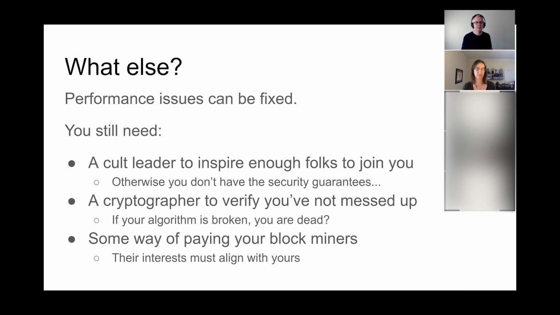You need a cult leader, because you need someone inspiring enough to get a whole bunch of people to join you. Because if you don't have a lot of miners and a lot of people working on your blockchain, you don't get the security guarantees of, oh yeah, your data will never go away because you have enough replicas. Well, if you don't have enough replicas, you don't have enough replicas. You don't get the security guarantees of no one can possibly ever corrupt your history because everyone agrees on what history is. Well, if you don't have everyone agreeing on the history because most people aren't participating, a large group of people can join you, and you're hosed.